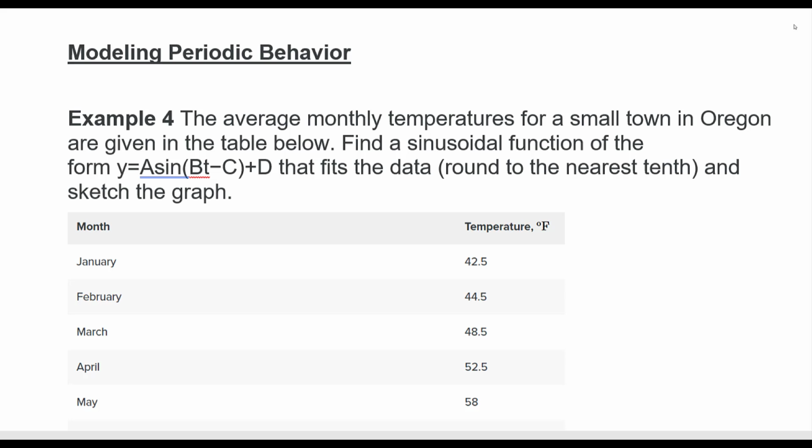Now we're going to look at modeling periodic behavior using sinusoidal functions. Example 4 says the average monthly temperature for a small town in Oregon is given by the table below. Find a sinusoidal function of the form y equals a sine b times t minus c plus d that fits the data to the nearest tenth. And then sketch the graph.